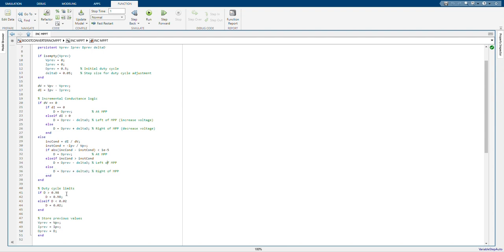Then after that, we use the duty cycle limits. If D is greater than 0.98, it is considered as D is equal to 0.98, because we want the duty cycle to be less than 1. Then, if D is less than 0.2, we take D is equal to 0.2. The previous samples are updated in each iteration, that is V previous is equal to VPV and I previous is equal to IPV. The previous duty cycle value will be taken as the final value of D.